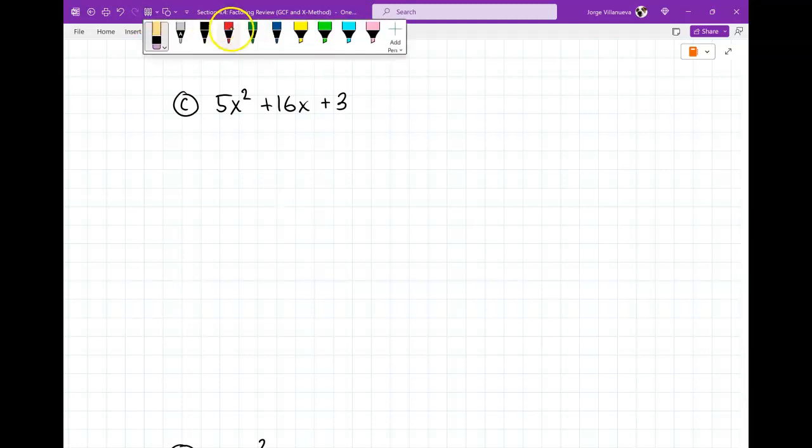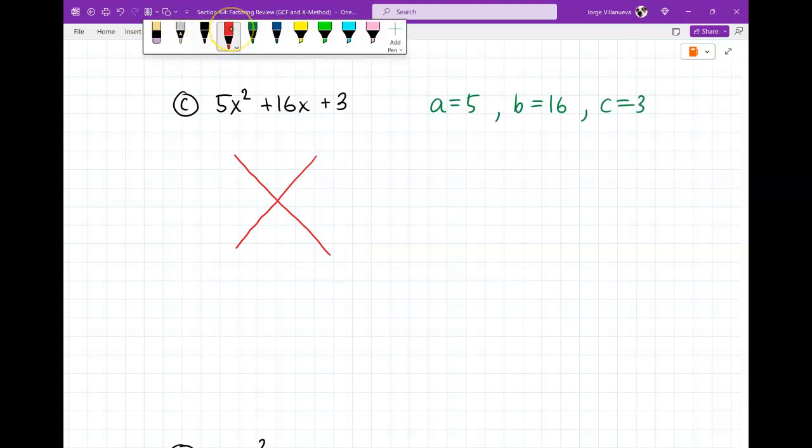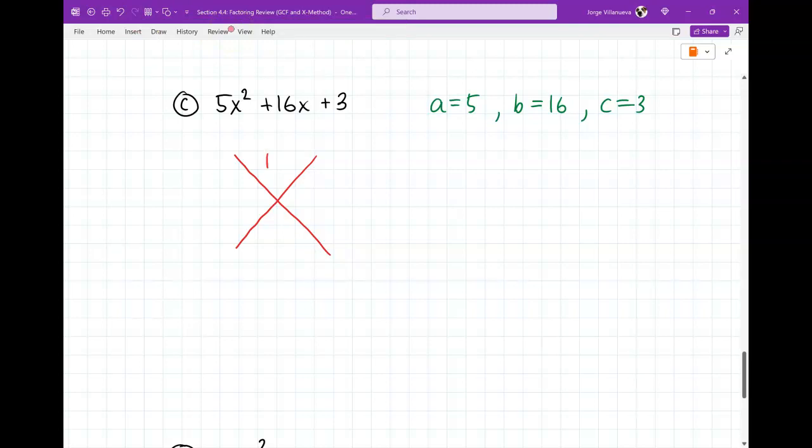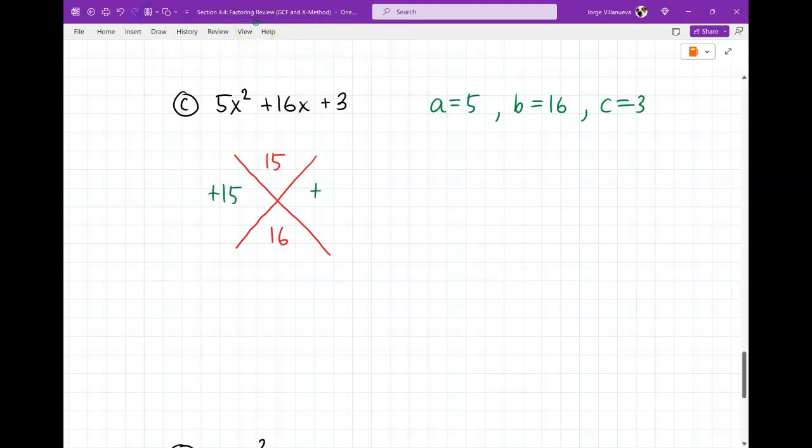All right. My ABCs, I'll write them over here. You don't have to do it if you don't want to, but I'm just going to write them up there for us. All right. What is A times C? 15, and my B value, 16. What two numbers multiply to 15 and add up to 16? 15 and 1, positive both, right? Actually, let me put this in green since that's what I've been doing. So positive 15, positive 1.